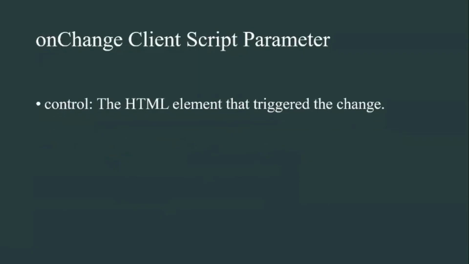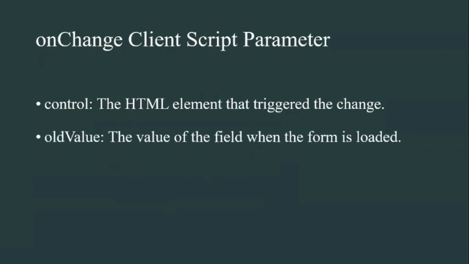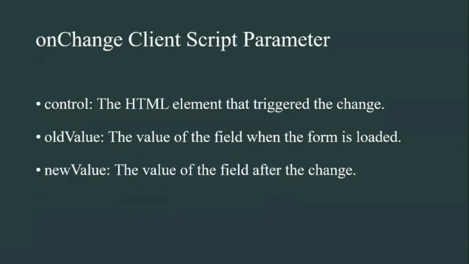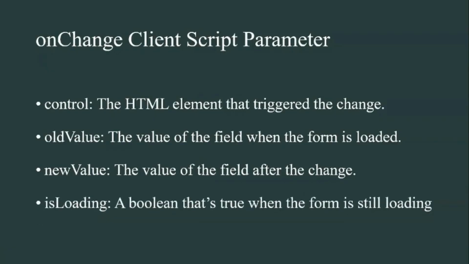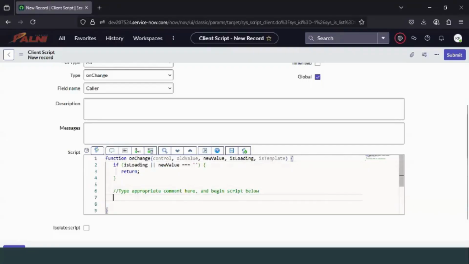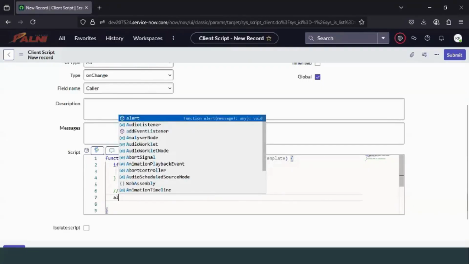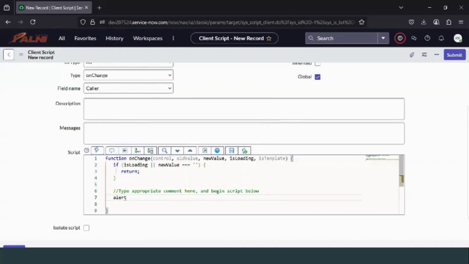control, the HTML element that triggered the onChange client script. oldValue, the value of the field when the form is loaded. newValue, the value of the field after the change. isLoading, a boolean that's true when the form is still loading, used to avoid running logic unnecessarily during the form initialization. Let us type the script quickly. Again, I'm using the alert function just to pop an alert message and click on submit.